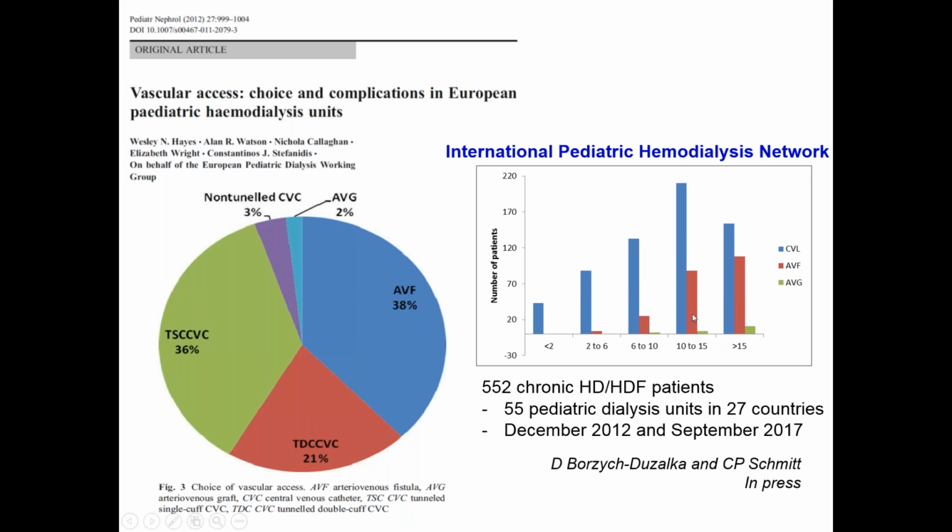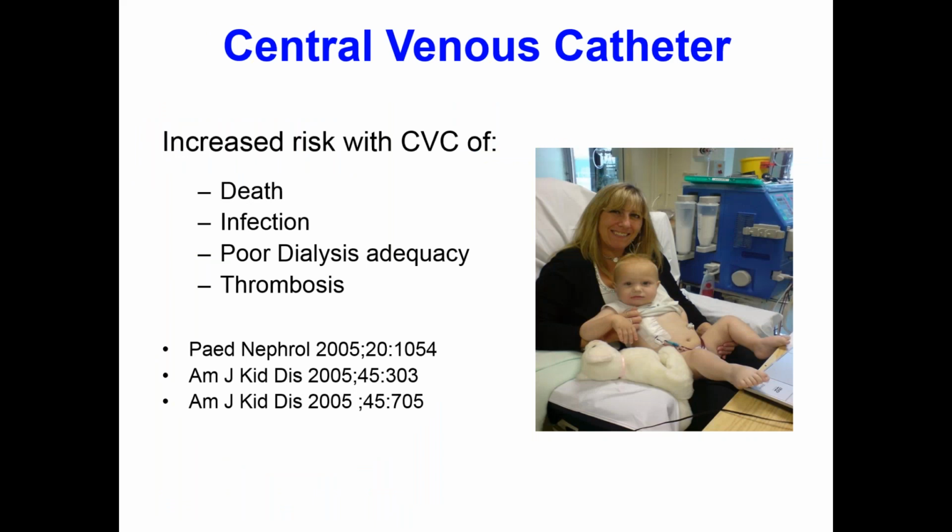As the children grow older and above the age of 10 years, the use of arteriovenous fistulas increases to some extent, but it's still less than half the use of central lines. Now, looking at central venous catheters, a large number of studies, even in pediatrics, have compared outcomes with arteriovenous fistulae and shown that the risk of death, infections, poor dialysis adequacy, and thrombosis are all increased with central venous catheters.